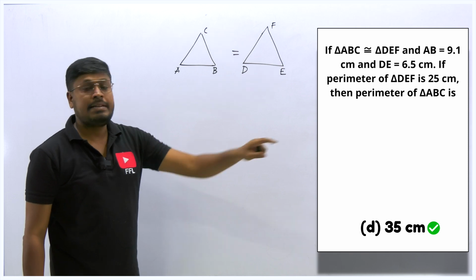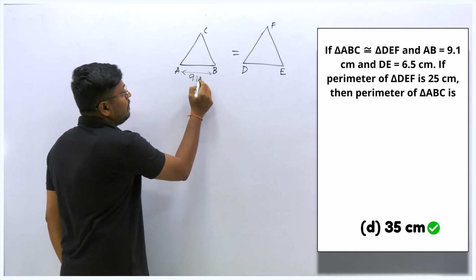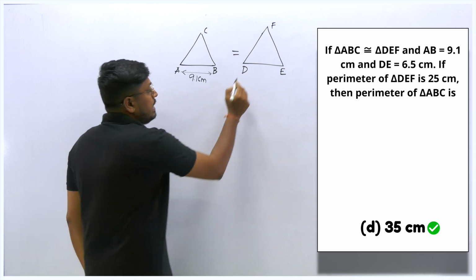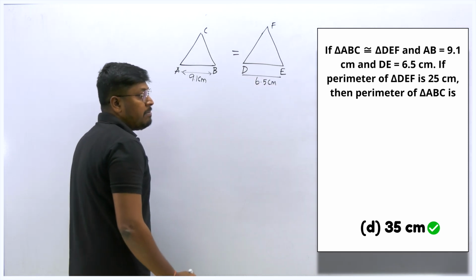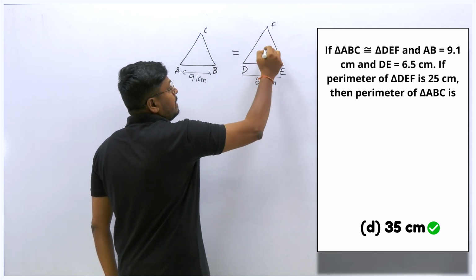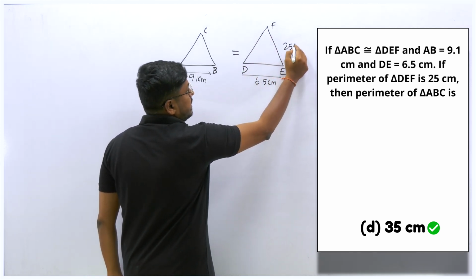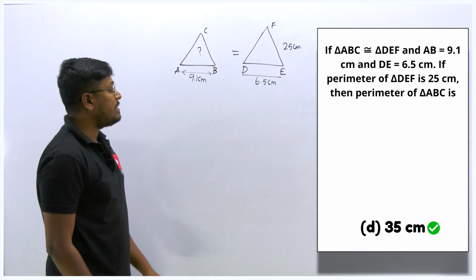And AB is 9.1 centimeter. They have given this length as 9.1 centimeter, and DE is 6.5 centimeter, and the perimeter of DEF is 25 centimeter. So this complete perimeter is how much? 25 centimeter. So our target is to find the perimeter of ABC.